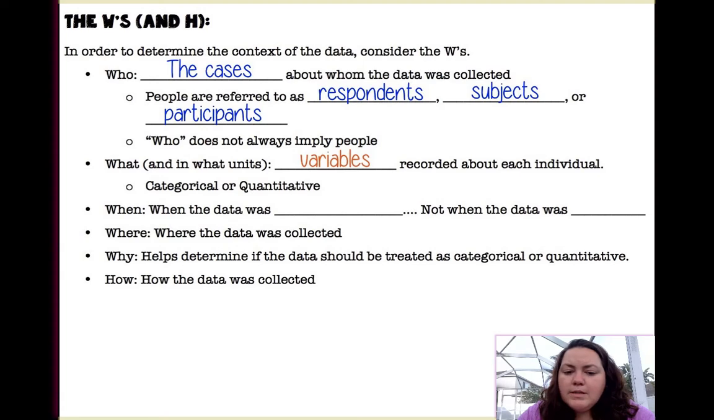The when is when was this data collected, not when was the data used. So you want to make sure that you have data that was recently collected, not from 1980, and then you're going to do statistics on it now because it probably doesn't apply. Where was the data collected? Why helps us determine if the data should be treated as categorical or quantitative. And how was the data collected? And we don't always have the answers to all of these pieces, but the more of them that we have, the better we have of making a case for what the context is.